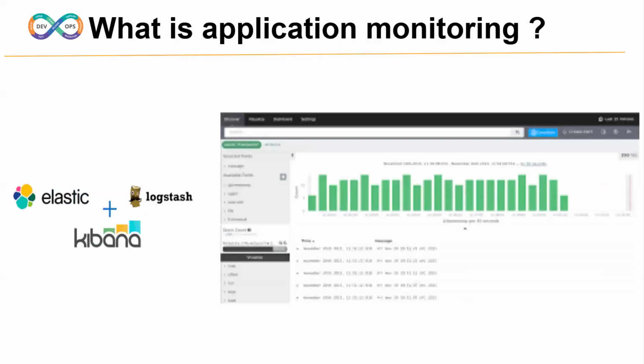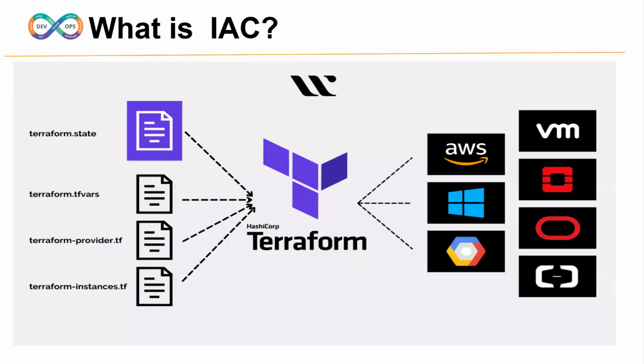And the ELK stack, Elastic, Logstash, Kibana. With the help of ELK, we can monitor our applications and performance also. And we're going to be learning Terraform. Terraform is a cross-cloud platform. With the help of Terraform, we can create infrastructure in any cloud, either AWS, Azure, or Google.